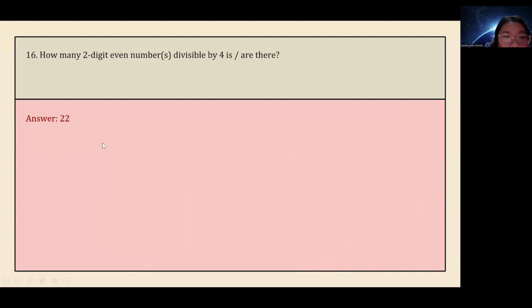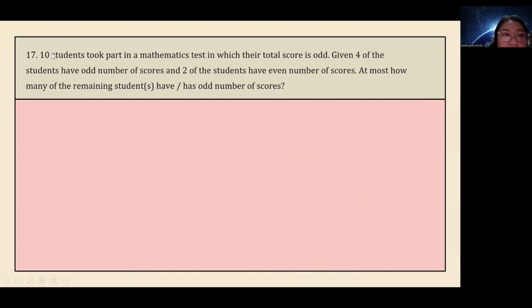Number 17. 10 students took part in a mathematics test in which their total score is odd. Given 4 of the students have odd number of scores and 2 of the students have even number of scores, at most how many of the remaining student or students have or has odd number of scores? Okay?